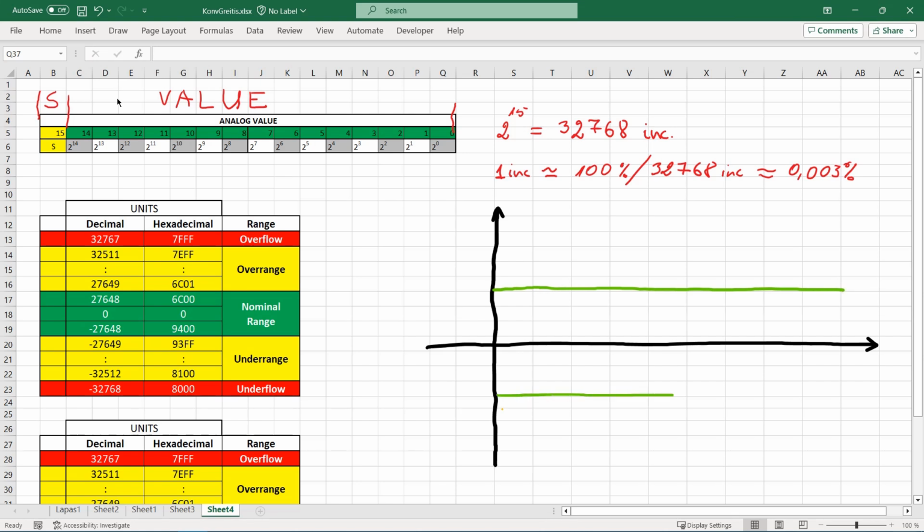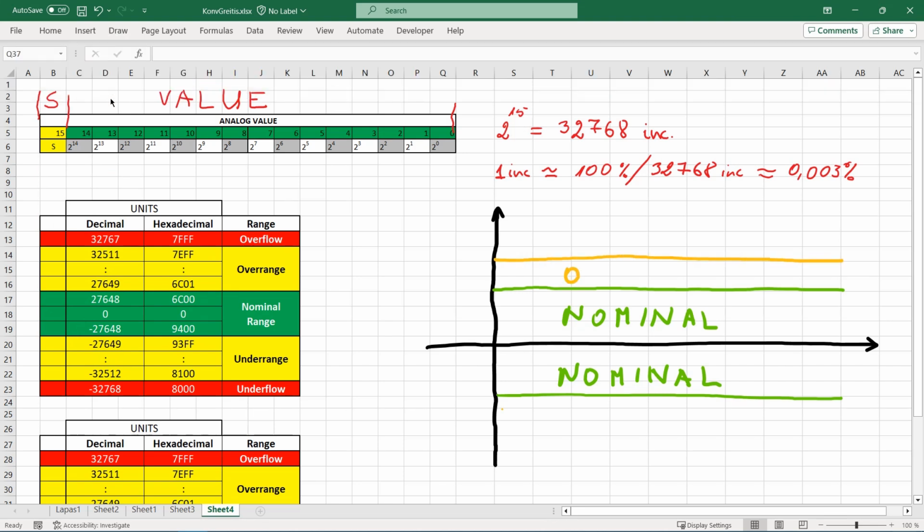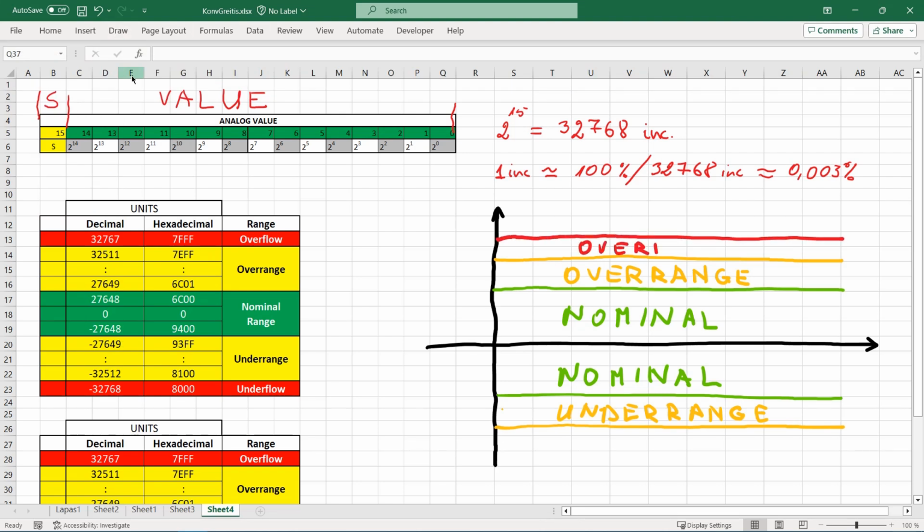Nominal, or rated range. Overrange. Underrange. Overflow. And underflow. Underflow and overflow indicates error state.